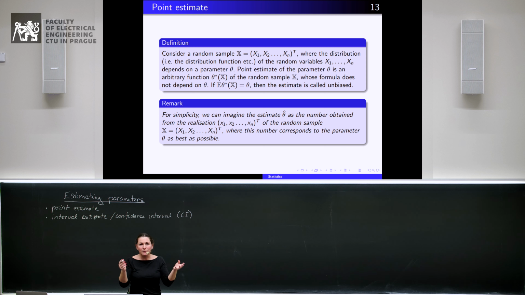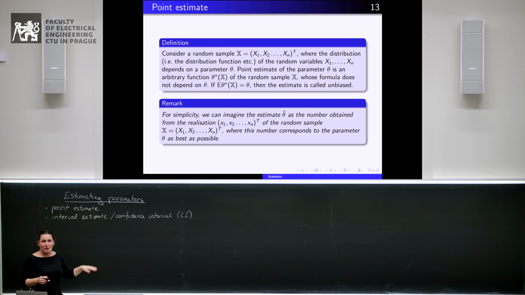And when we have one data set, we can have the average equal to 10. When we have another data set, the average can be equal to 10.5. In the third sample, the average can be equal to 8.9, and so on. And so in different samples, we have different point estimates. Therefore, we want to construct also the interval where the real parameter lies with some given probability. It is the confidence interval. We will start with point estimate.